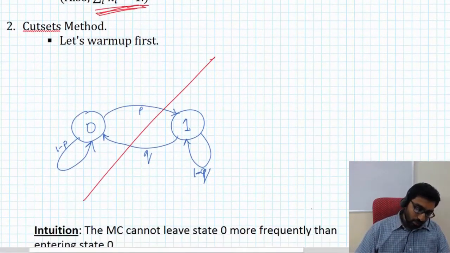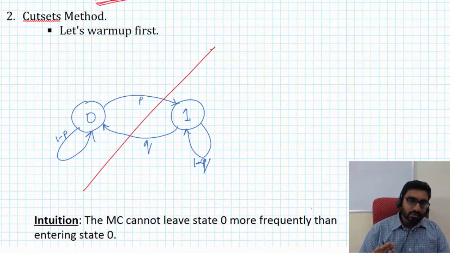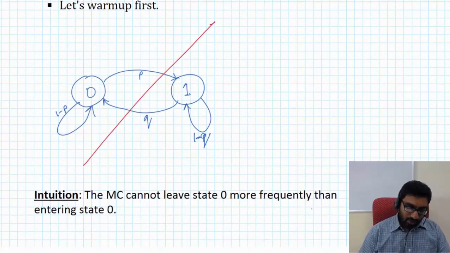So there's probably more intuitive ways to do that, and one of them is the cut sets method. Let's warm up first. Consider a very, very simple but nevertheless very useful Markov chain. It simply has just two states, 0 and 1.